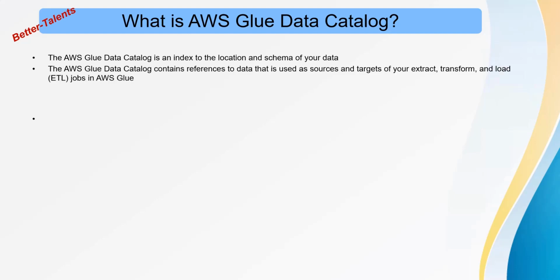AWS Data Catalog contains references to the data that is used as source and target of your ETL job in AWS Glue. So this simplifies writing your Glue jobs if you start using Glue Data Catalog as a reference to the data stores.